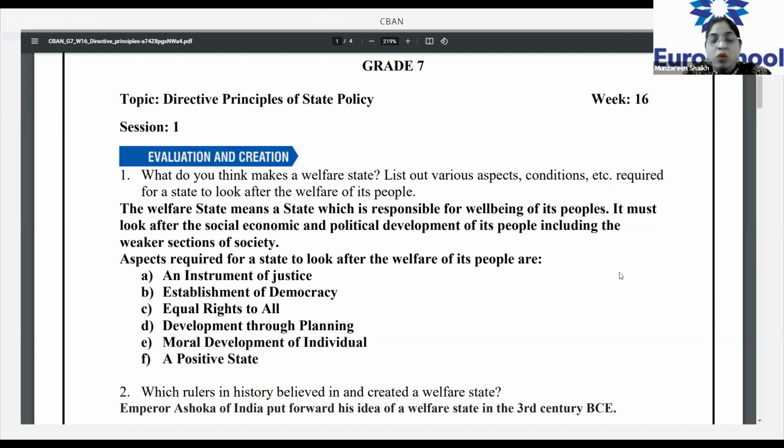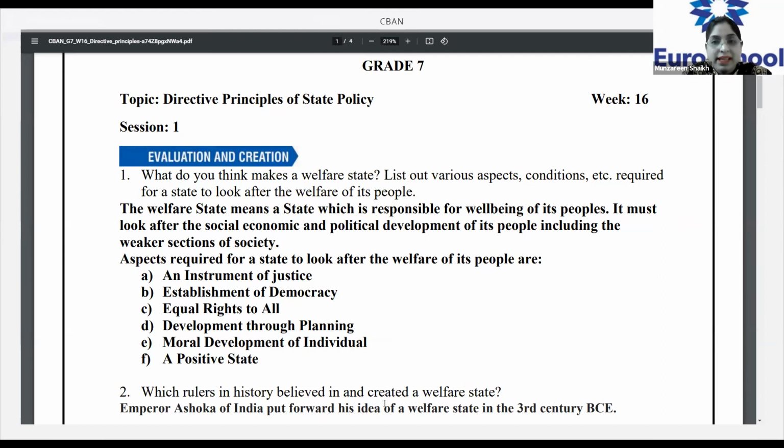All right, now what are the various aspects which we have to consider while making sure that we are looking after the welfare of the state? So the first one is an instrument of justice. Number 2, establishment of democracy. Number 3, equal rights to all. Number 4, development through planning. Number 5, moral development of individual. And number 6, a positive state.